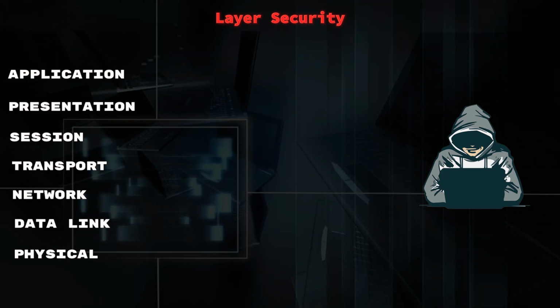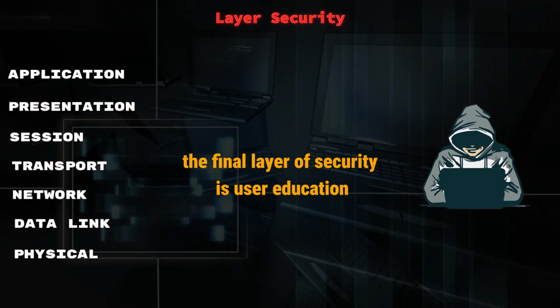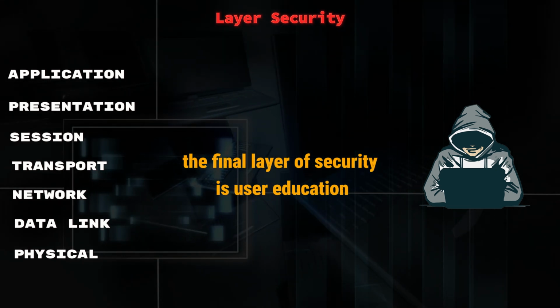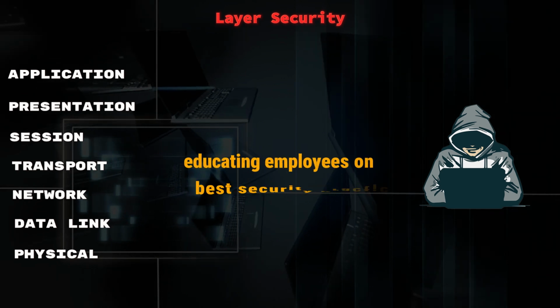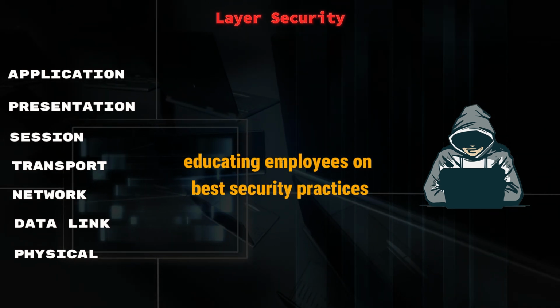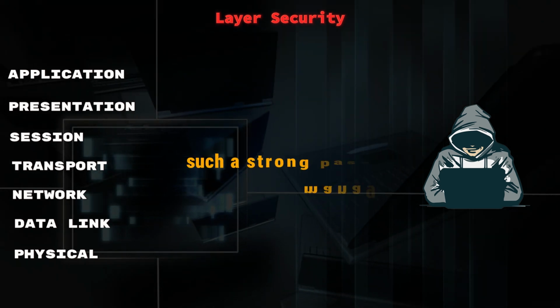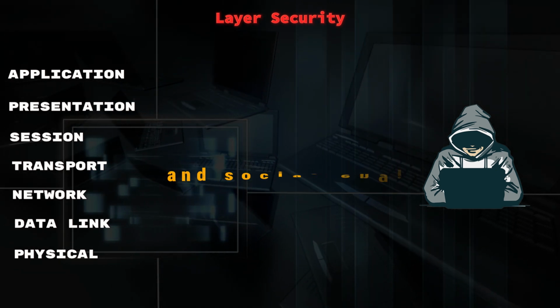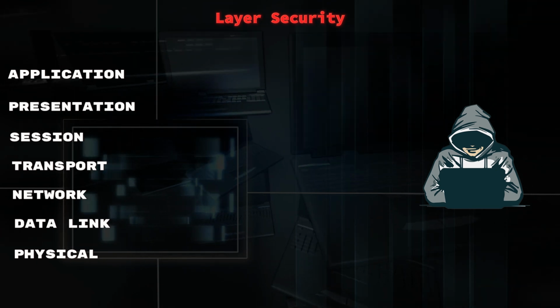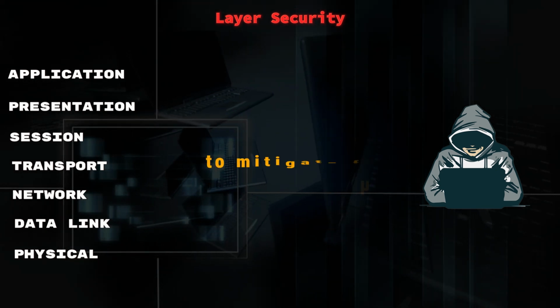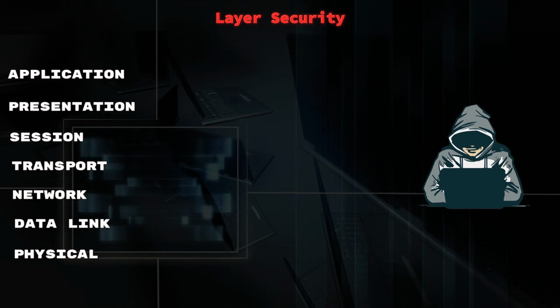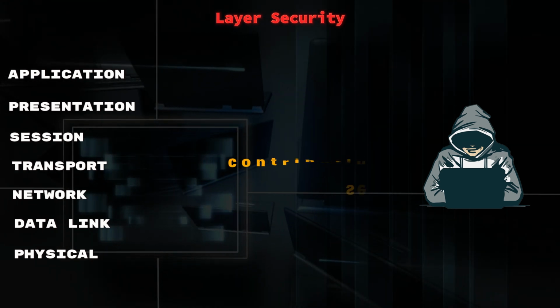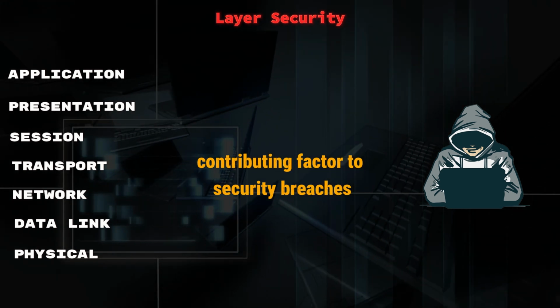User education. The final layer of security is user education, which involves educating employees on best security practices, such as strong password management, phishing awareness, and social engineering awareness. This layer is designed to mitigate the risk of human error, which is a major contributing factor to security breaches.